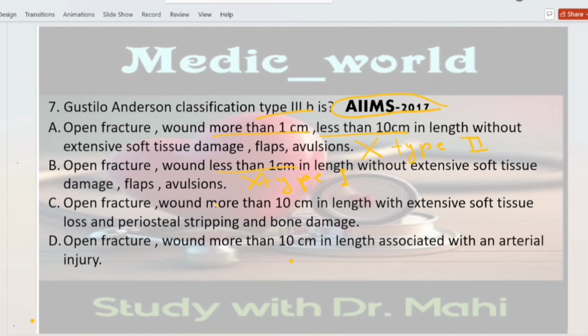So the third option is more than 10 centimeters. It can be the answer, with extensive soft tissue loss and periosteal stripping and bone damage. It is type 3B. Let's confirm it by seeing the last option. Wound more than 10 centimeters but with an arterial injury. Arterial injury means it is type 3C. So it can't be the answer. So the correct answer is option C, that is wound more than 10 centimeters with extensive soft tissue loss and periosteal stripping and bone damage.